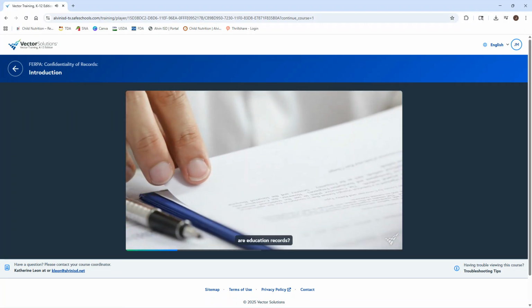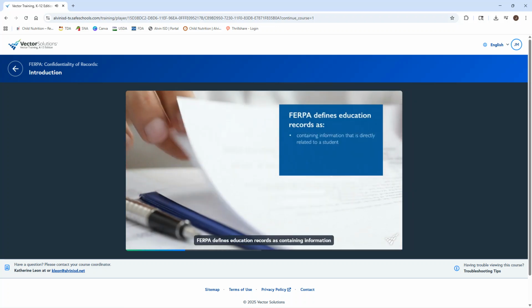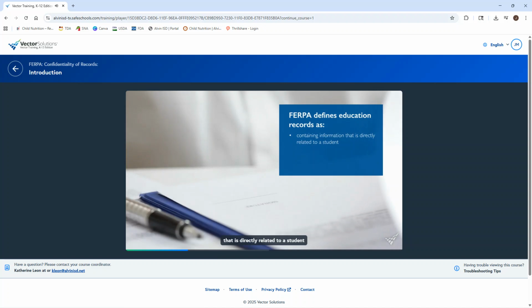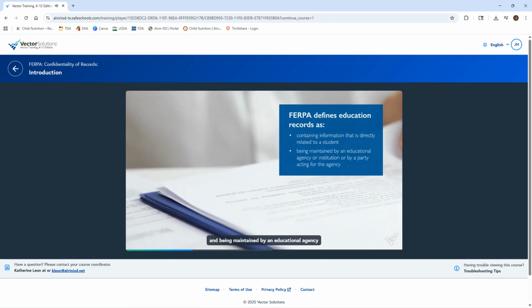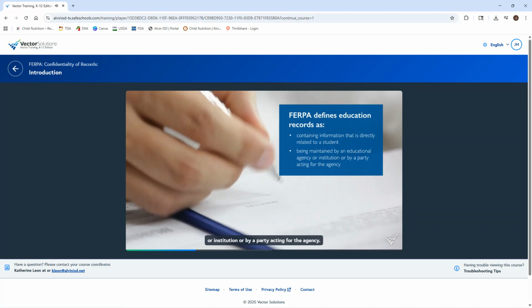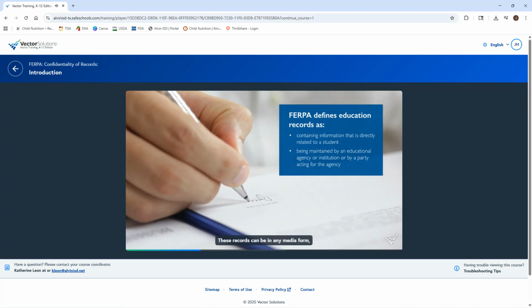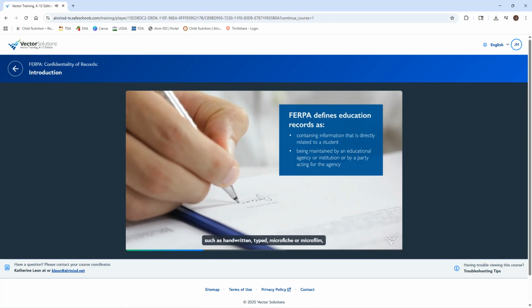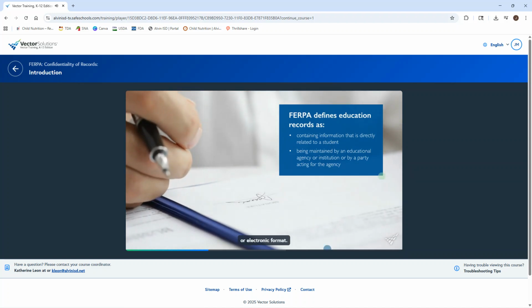What are education records? FERPA defines education records as containing information that is directly related to a student, and being maintained by an educational agency or institution, or by a party acting for the agency. These records can be in any media form, such as handwritten, typed, microfiche or microfilm, or electronic format.